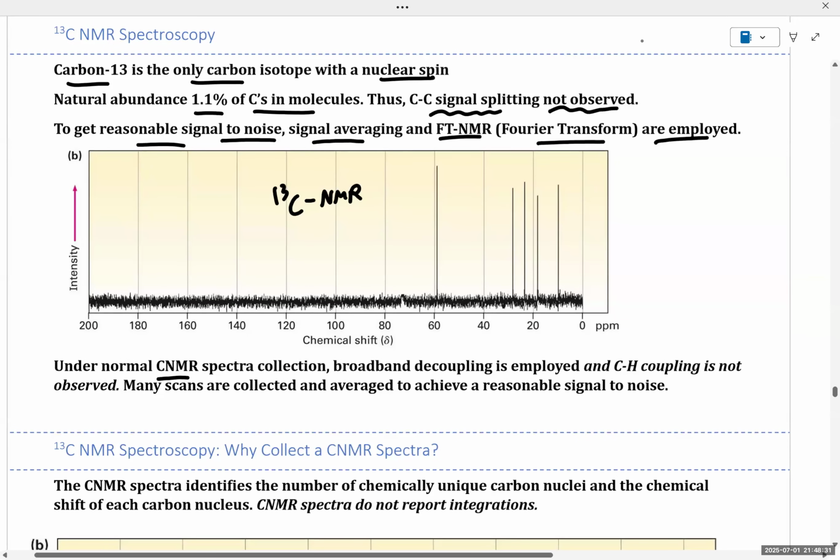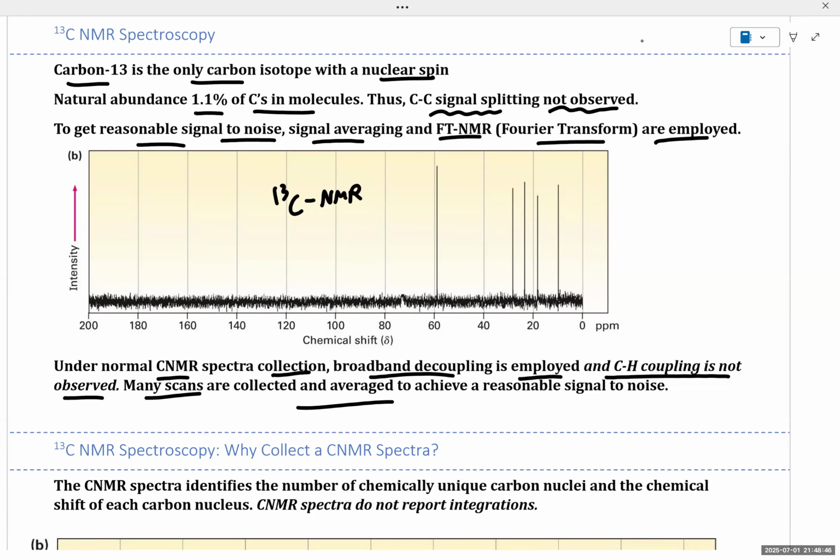Under normal carbon NMR spectra collection, broadband decoupling is employed and CH coupling is not observed. You'll just see a series of singlets in a traditional carbon NMR spectra. Many scans are collected and averaged to achieve a reasonable signal to noise, in part because carbon has such a low relative abundance.